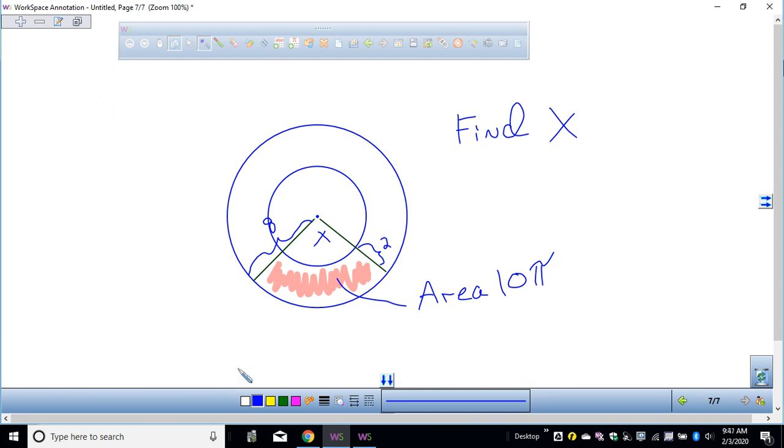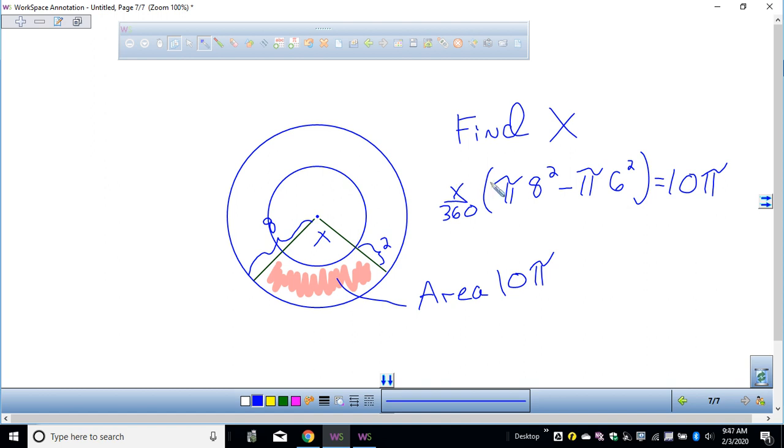X over 360 times pi 4 squared. Pi 4 squared? Pi times 16. Close. And X over 360 times pi big R squared. What's big R squared? 8 squared minus pi little r squared. What's little r squared? 6 squared equals 10 pi. Do you guys understand what I did there? Why that is the way it is, right? It's this part of the little circle.